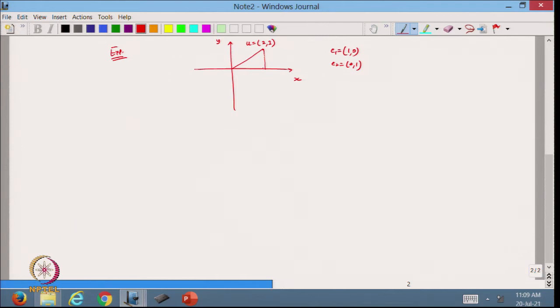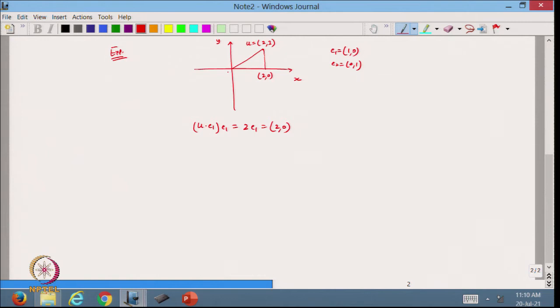So, I take the projection of this along the x axis. It means if I take u and a vector in the x axis, that vector is E1. So, I take the dot product of u with E1 and then write E1, so it will be 2 E1, which becomes (2, 0). If I take the projection on this one, this point will be (2, 0).